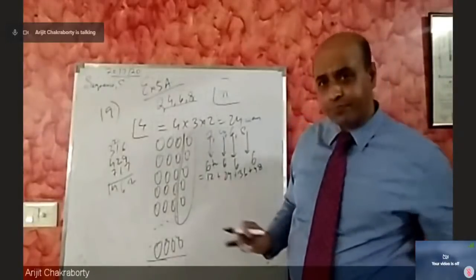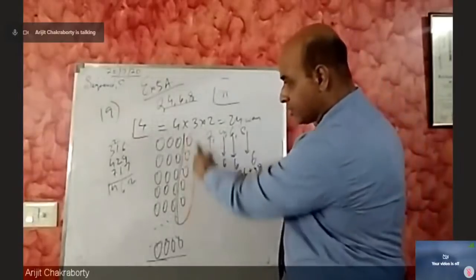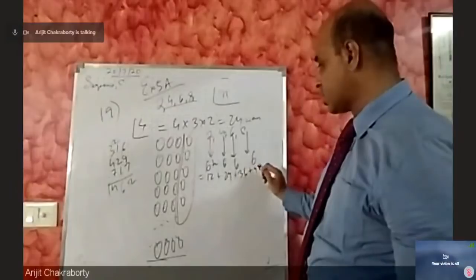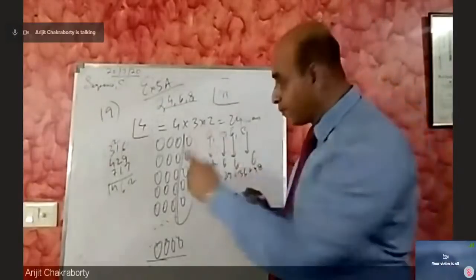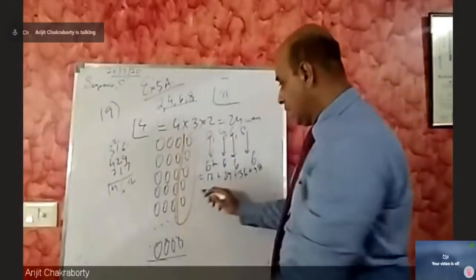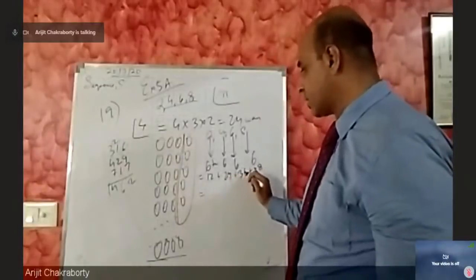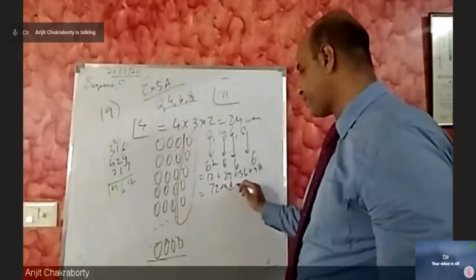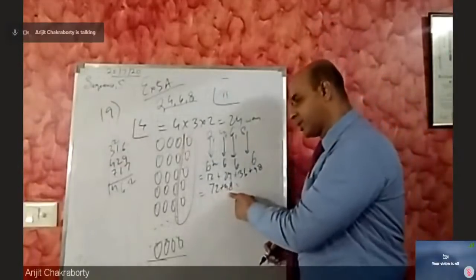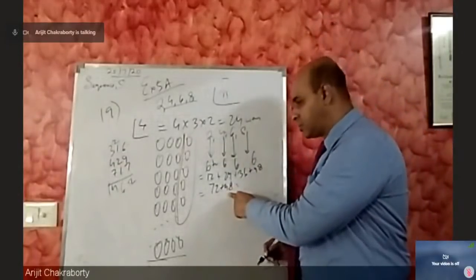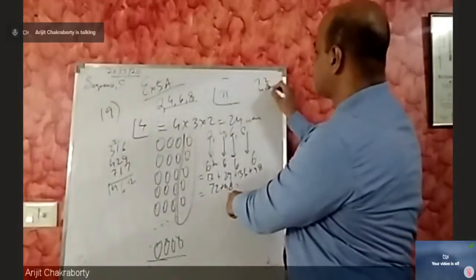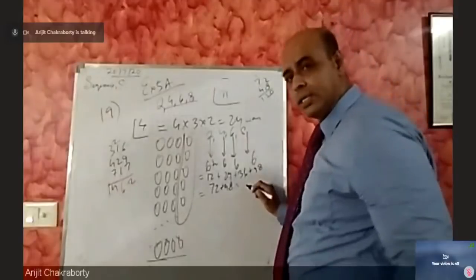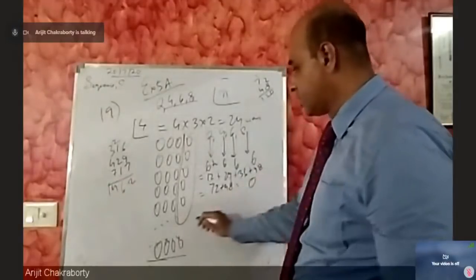Now please see. The units place, last column, you will have 12 plus 24 plus 36 plus 48. This will be the sum of the units place. 12 plus 24 is 36. 36 and 36 is 72. 72 plus 48 is how much? 72, 48, 120. So 120. So 0 will come here, 0 will be the last.